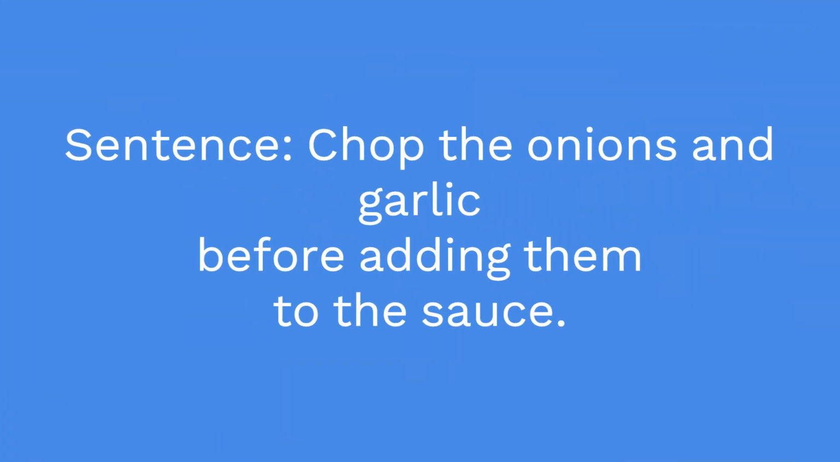So the next cooking verb is chop. Its meaning is to cut the food into pieces using a knife. Let me give an example: chop the onions and garlic before adding them to the sauce.